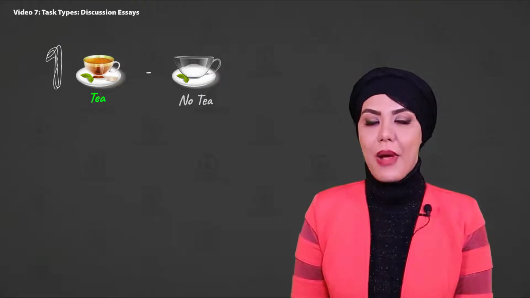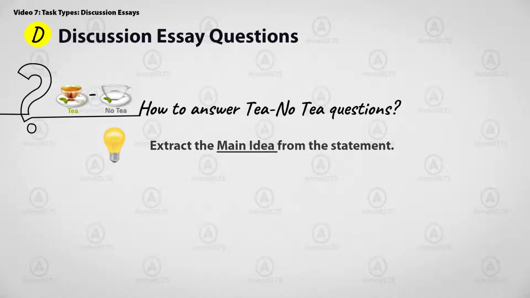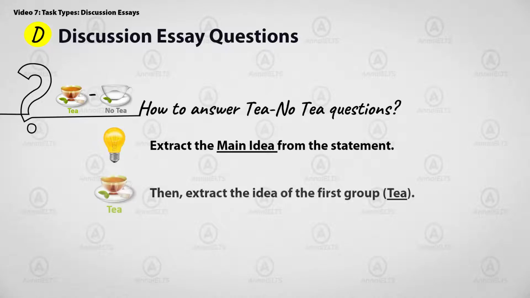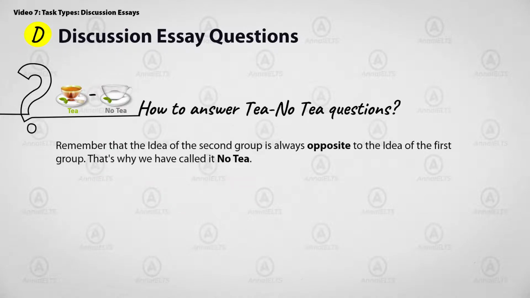Now let's see how to answer tea, no tea questions. Extract the main idea from the statement. Then extract the idea of the first group, tea. Then extract the idea of the second group, no tea. Remember that the idea of the second group is always opposite to the idea of the first group. That's why we have called it no tea.